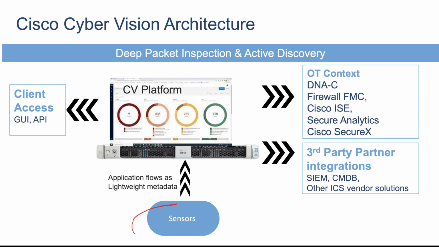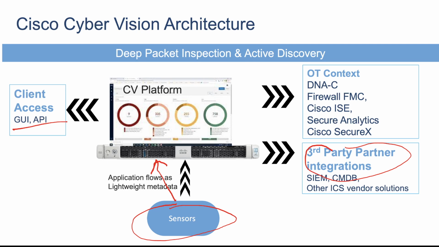Those CyberVision sensors are designed to capture the network traffic and run DPI, or deep packet inspection, and send the metadata to the Cisco CyberVision Center. Cisco CyberVision Center does all the analytics. All the integration with third-party solutions, and with sharing the OT context with the rest of Cisco's other solutions, can be taken care of. Cisco CyberVision is normally accessed using the GUI or API.